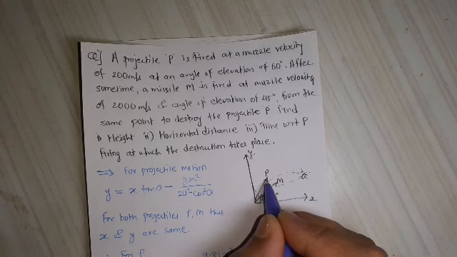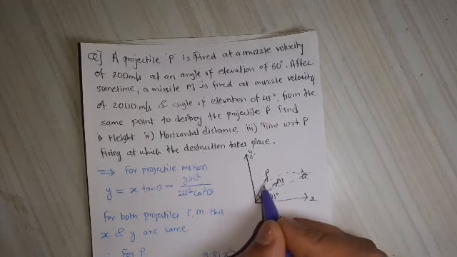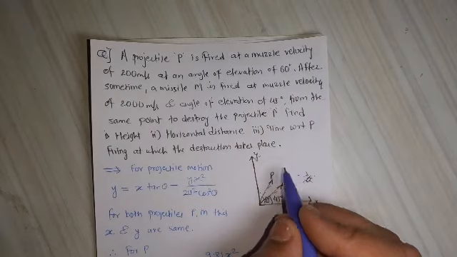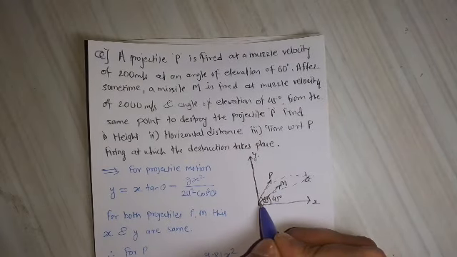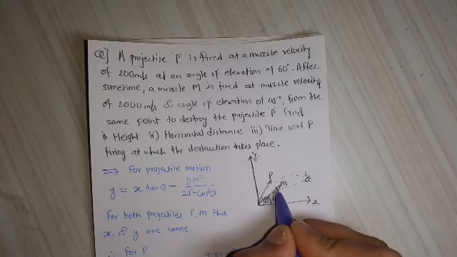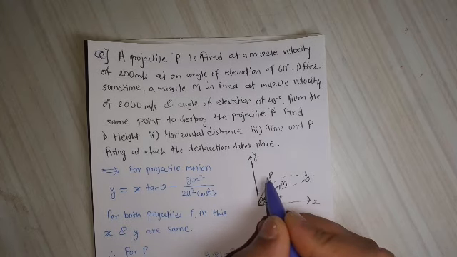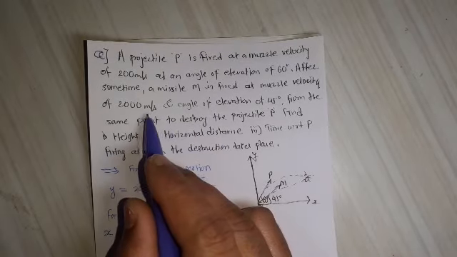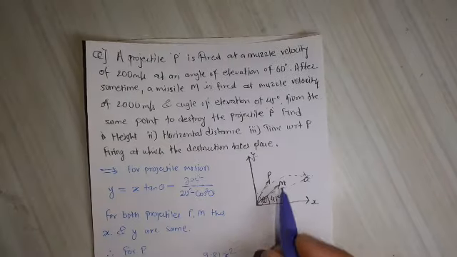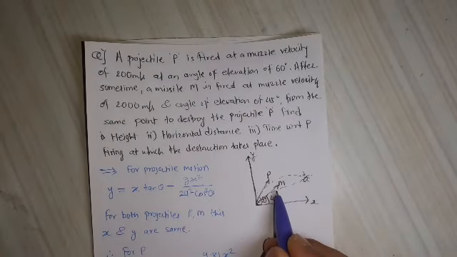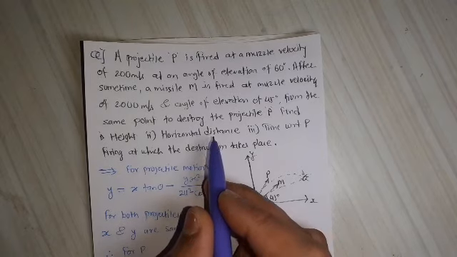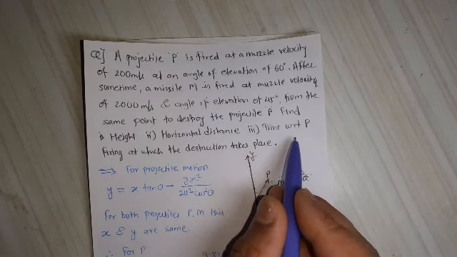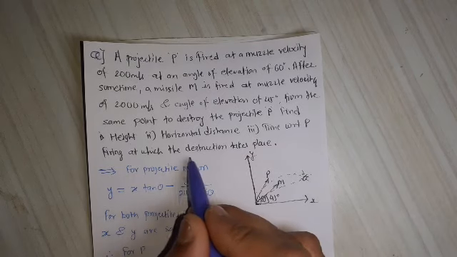They have fired one projectile P with the initial velocity of 200 meter per second and angle of elevation of 60 degree, and after some time they fired one more projectile M. Actually it is a missile to destroy this projectile P, and the speed and the angle of elevation of this M is 2000 meter per second and a 45-degree angle. Now they have asked us to find out the horizontal distance, height and time with respect to P firing at which the destruction takes place.